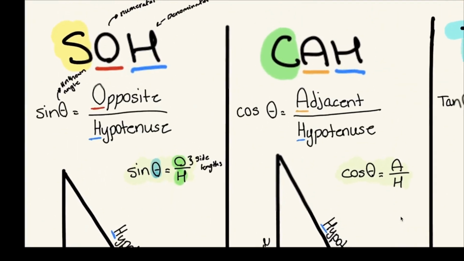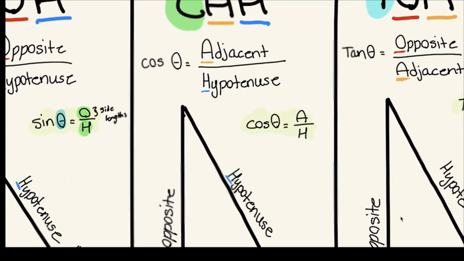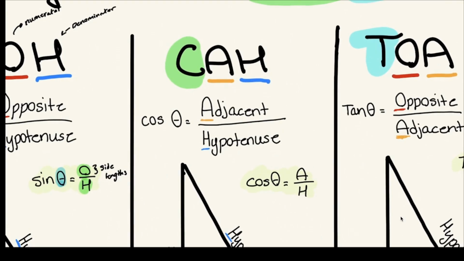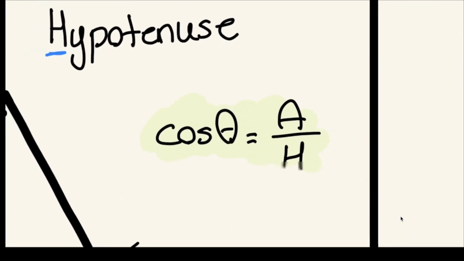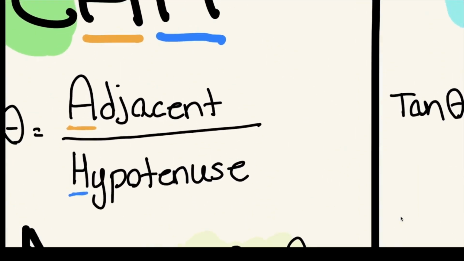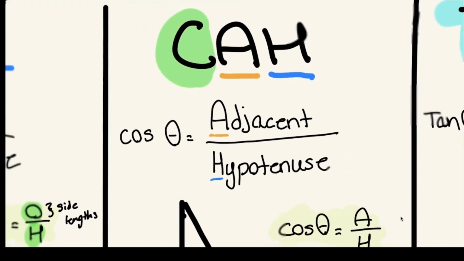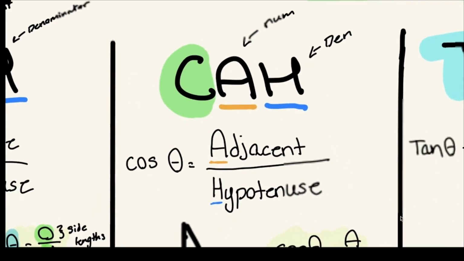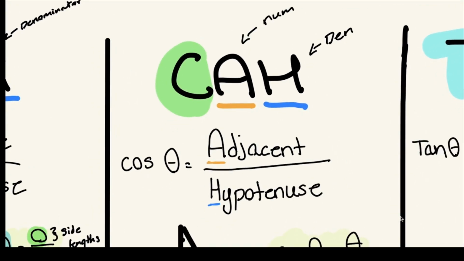For CAH, this represents cos. Cos is written as the formula cos theta equals adjacent over hypotenuse. And if we use the acronym CAH, again, the second letter is your numerator, and your third letter is your denominator. I'm just going to write num and den. The C tells you that it's cos.